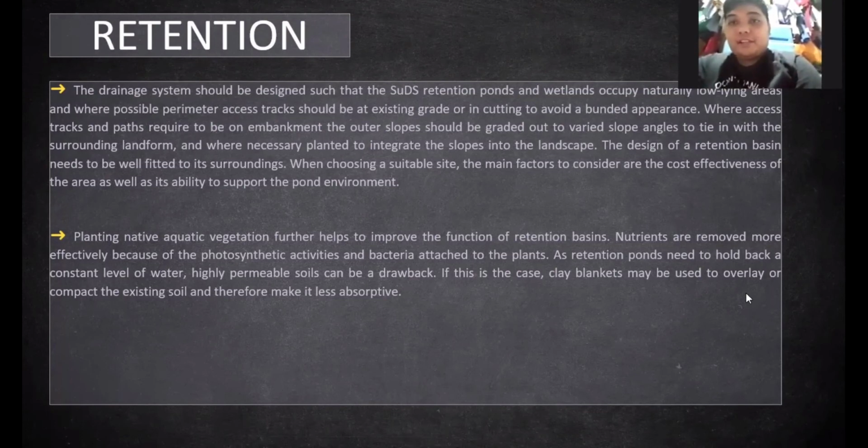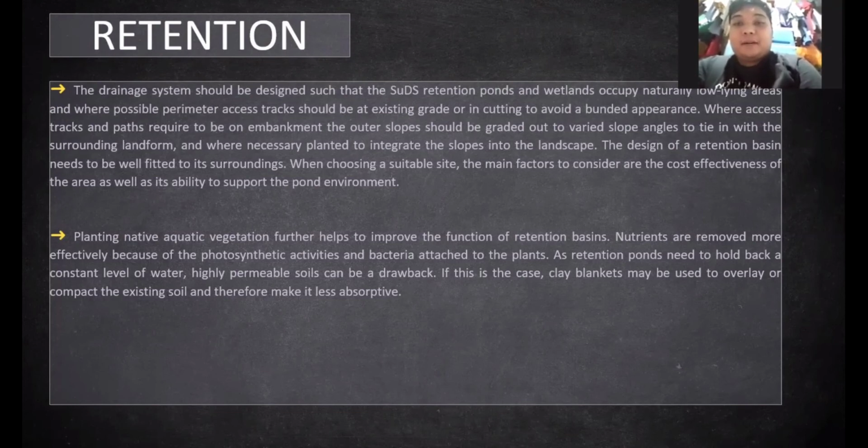The design of the retention basins needs to be well fitted to its surroundings when choosing a suitable site. The main factors to consider are the cost effectiveness of the area as well as its ability to support the pond environment.